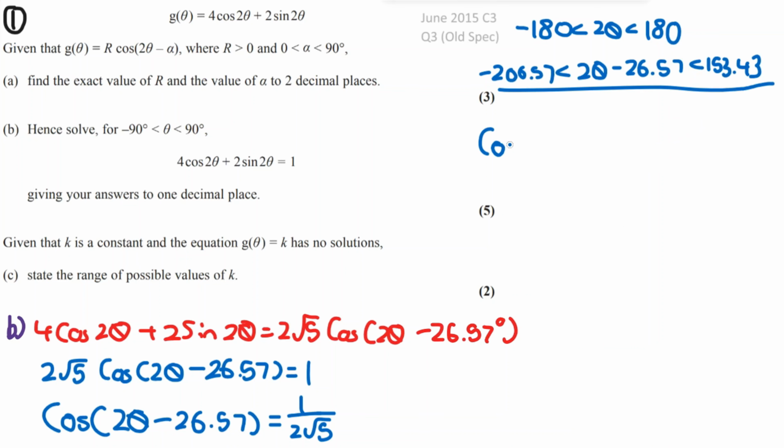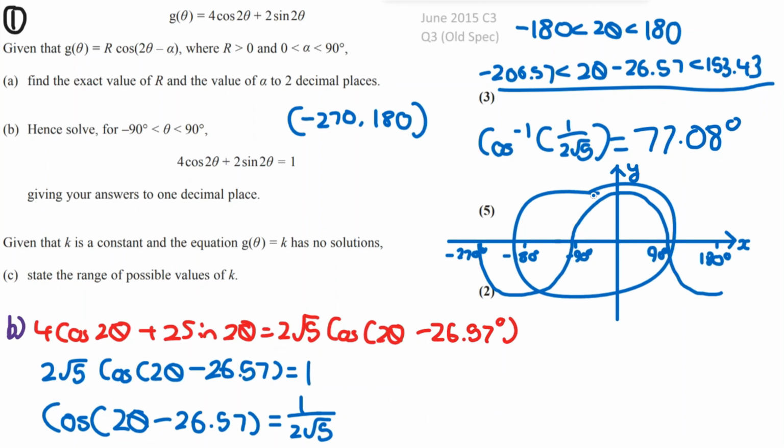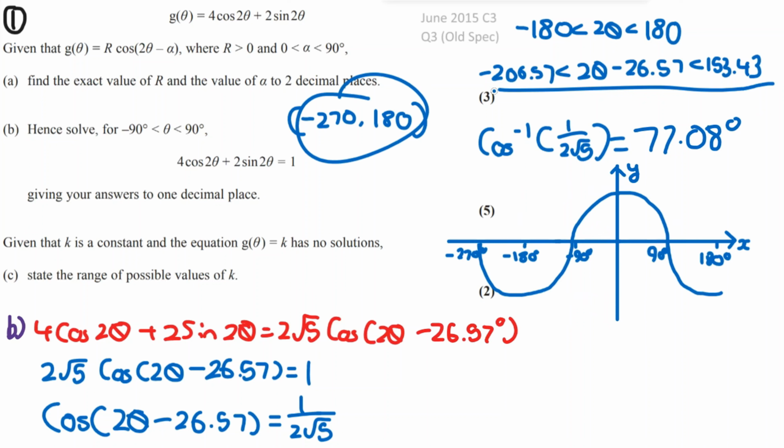Okay, so firstly, let's take the inverse cos of 1 over 2 root 5, which if you put into a calculator, we need it in degrees. So put your calculator in degrees mode, gives out 77.08 degrees. And then we draw a quick cos graph here. I've slightly expanded the interval from this to minus 270 and this to 180, so it's easier to draw. And we'll say that 1 over 2 root 5 is about here. So we can see that in this interval there are two solutions.